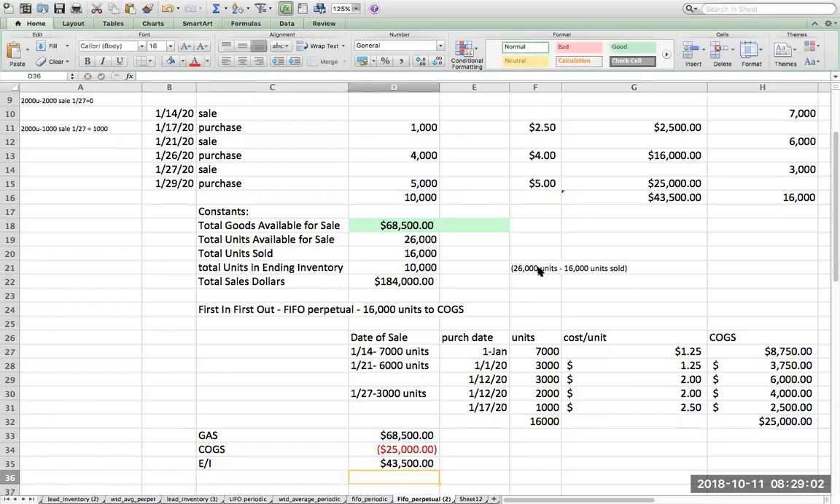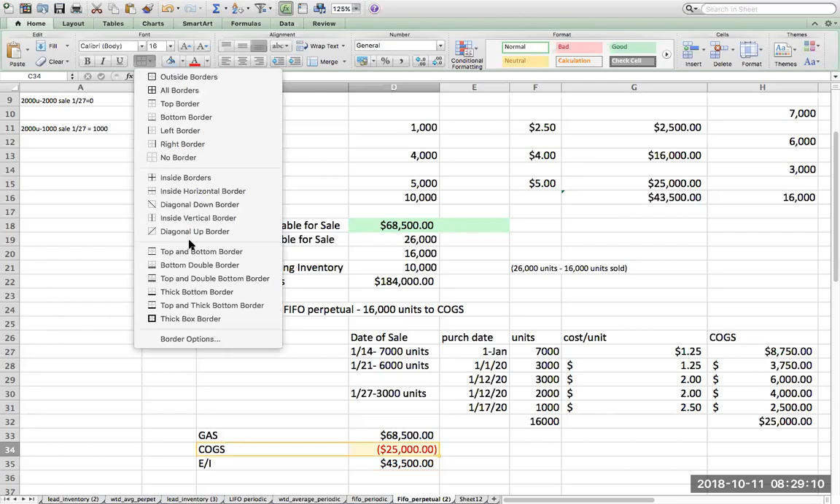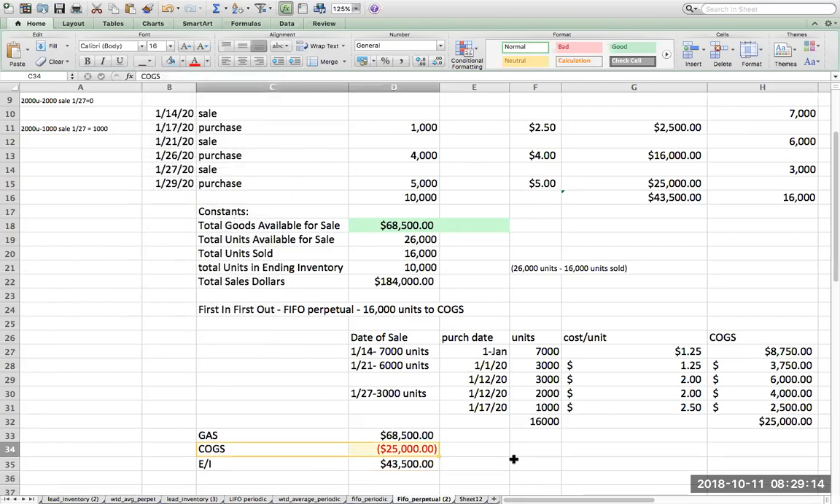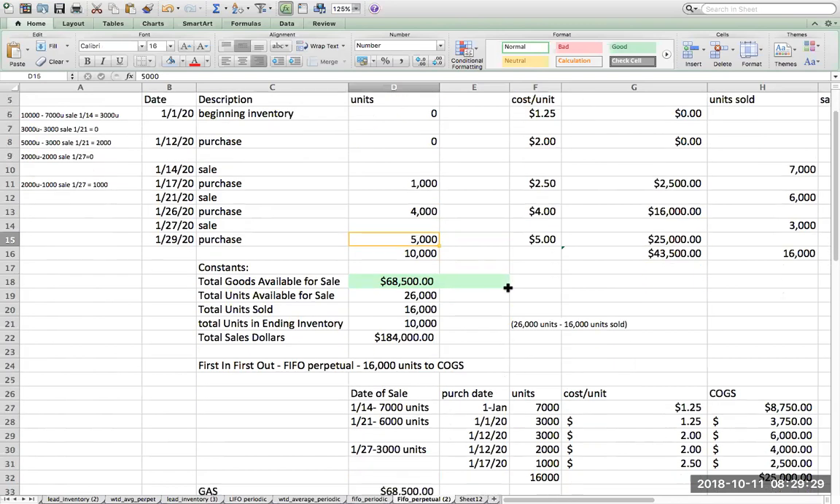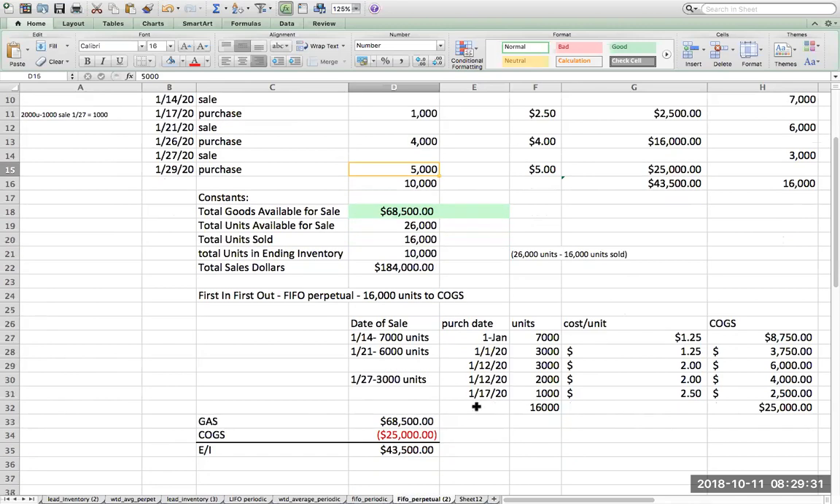So my ending inventory is going to be $43,500. And if I did a check right here, this $43,500 is what we have remaining, basically from the January 17th purchase, the January 26th purchase, and the January 29th purchase at their respective values. But if you've been following along, and I know accounting is a lot of drama, a lot of fun, it's good stuff.